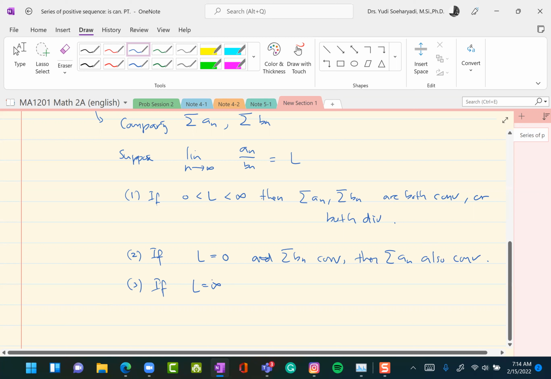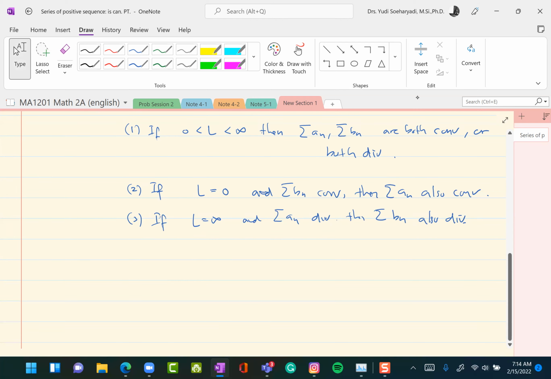If L is infinity, large, L large means a_n is much larger than b_n. So if the smaller one diverges, then the bigger one also diverges. Okay, so that's the basic idea. Another example.